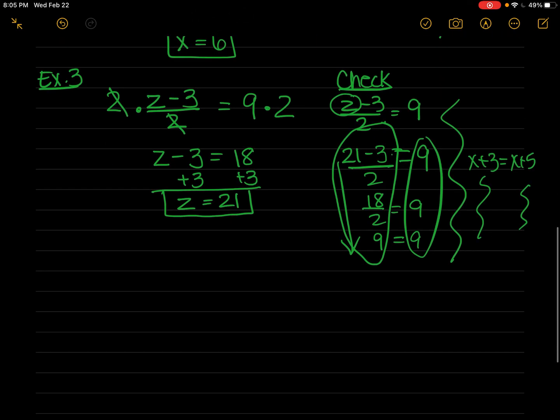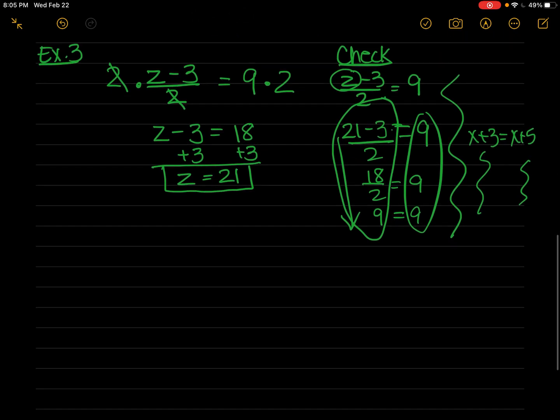Okay, last example. Example 4. So example 4 is going to have a fraction in it. We actually did some like this before, so it should not look anything different. You should have seen this already, except that this one has 2 different steps. But some kids have forgotten, so we're just going to go over it again.